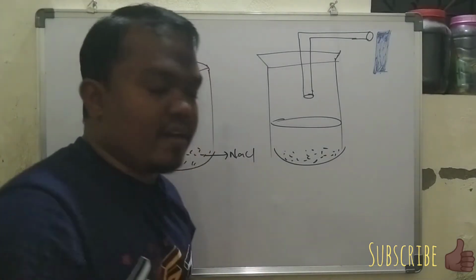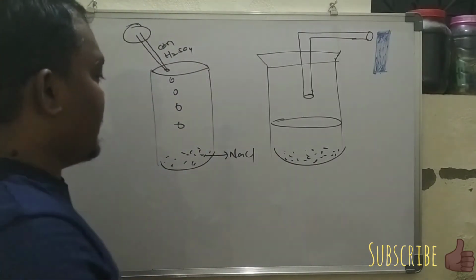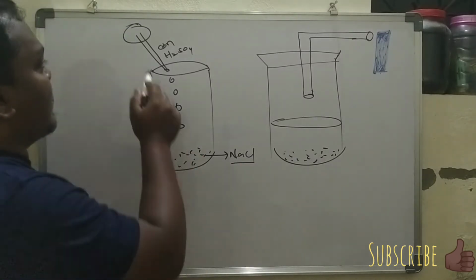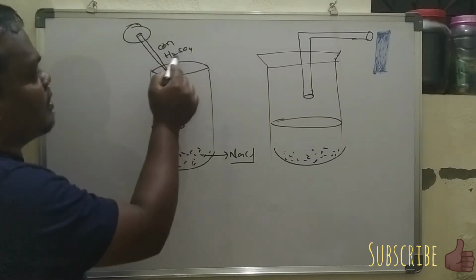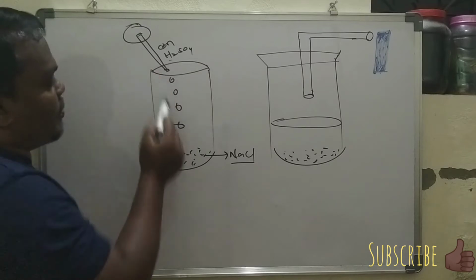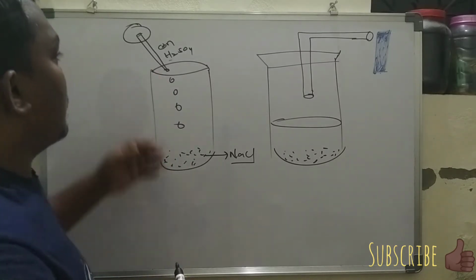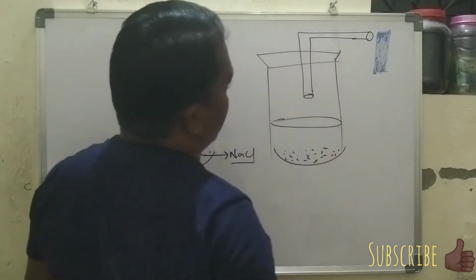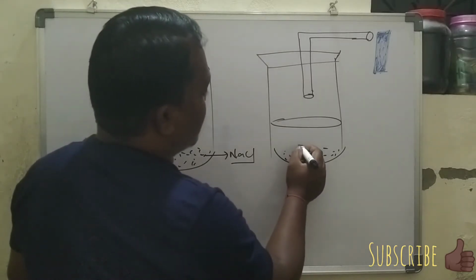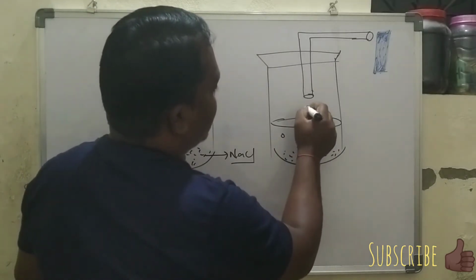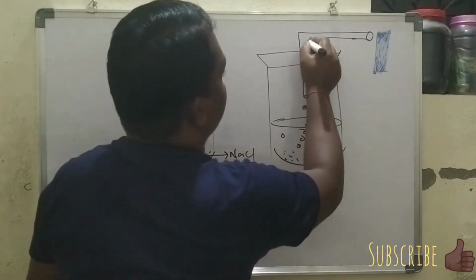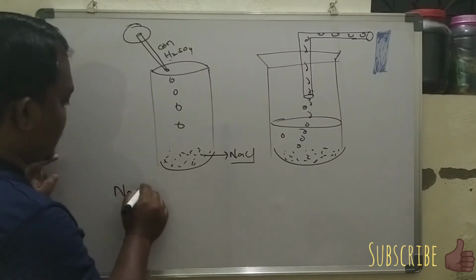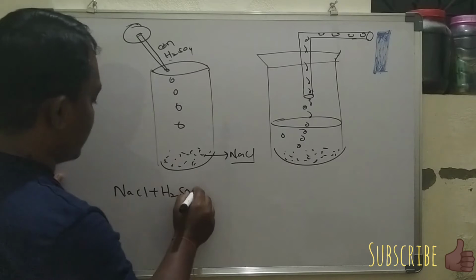See here, I am taking one experiment. I take NaCl in a test tube. I add concentrated H2SO4 with the dropper. As soon as I add the concentrated H2SO4, I fit the delivery tube with the rubber cork. Then a reaction occurs and gas vapors evaporate. What is the gas produced here? Let me write the equation: NaCl plus concentrated H2SO4.